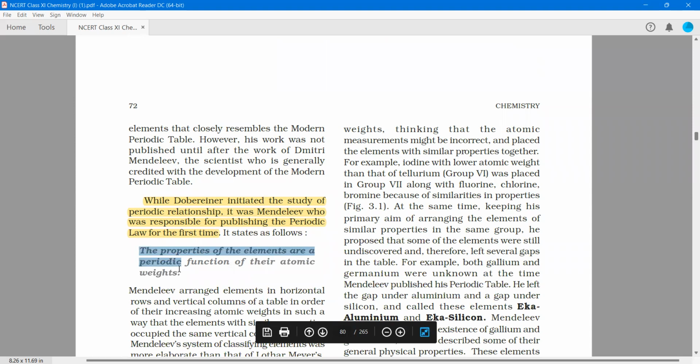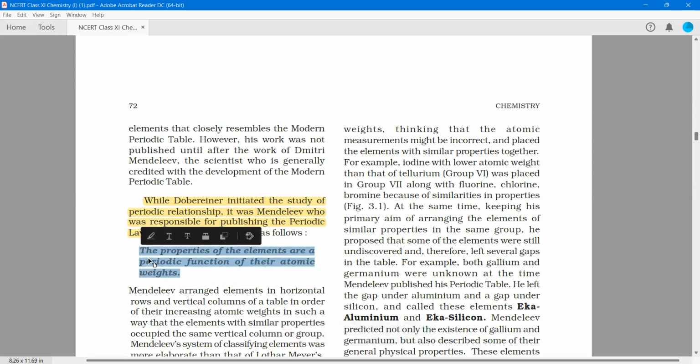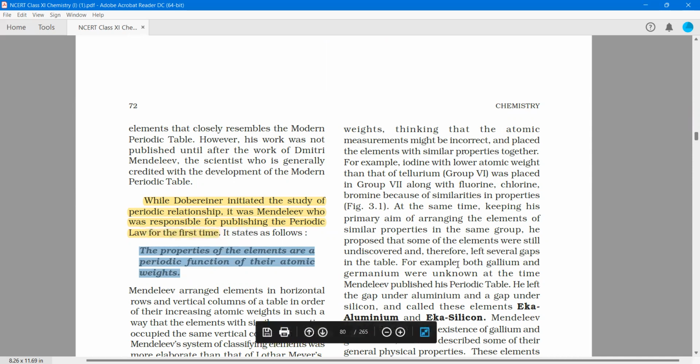So what is the periodic law? It is a very important question that every exam asks, and you must know the meaning of this. So what is the periodic law? The properties of the elements are a periodic function of their atomic weight. So what does this mean? This sentence has three different points to remember.